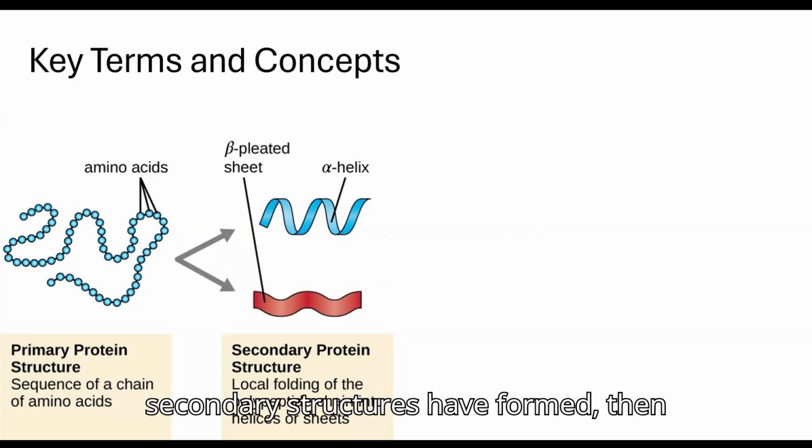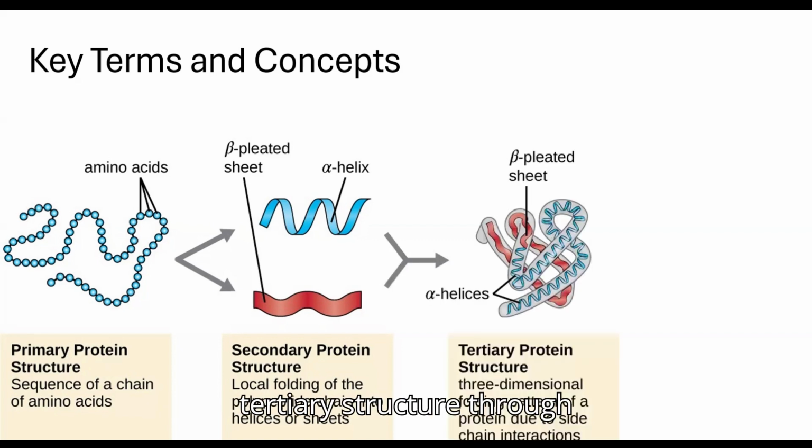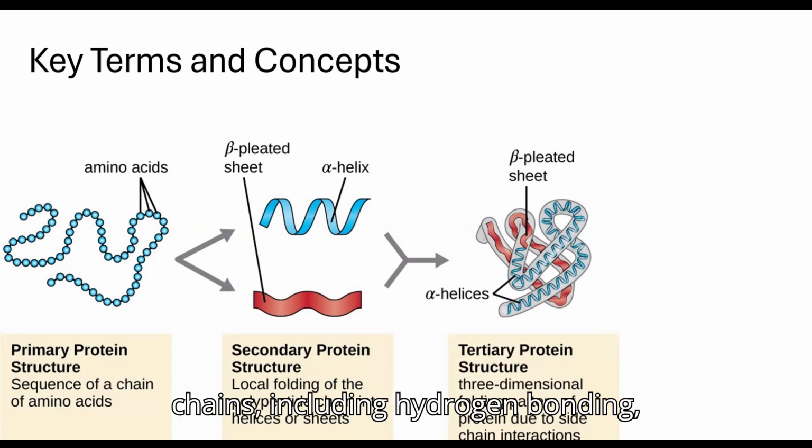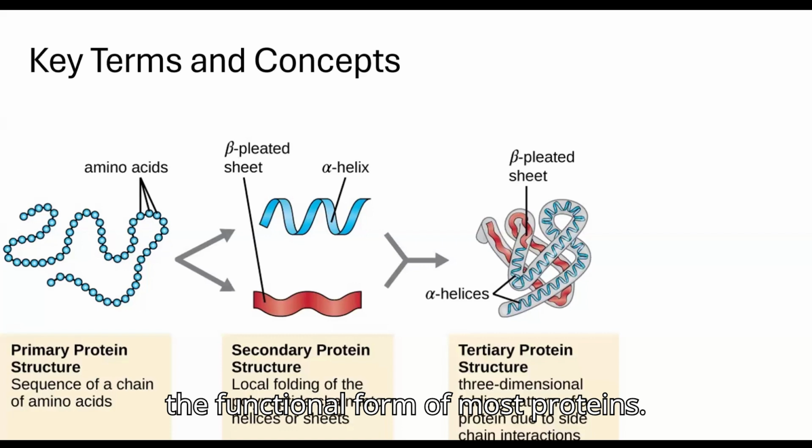After secondary structures have formed, then the protein folds into its tertiary structure through interactions in the amino acid side chains, including hydrogen bonding, ionic bonding, and hydrophobic interactions. The tertiary structure is the functional form of most proteins.